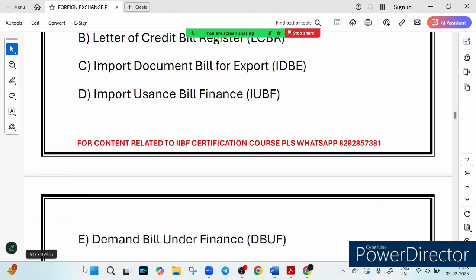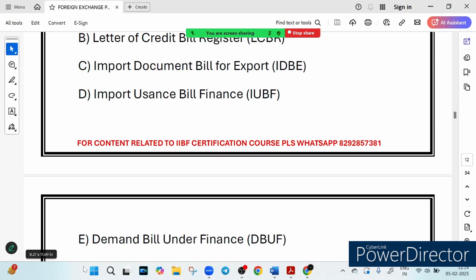Option E says demand bill under finance, that is DBUF. It refers to demand bills that are financed by the bank, often used when the payment is due on demand with bank financing. While this could sound similar to a sight bill, it is a different process because it involves financing by the bank.